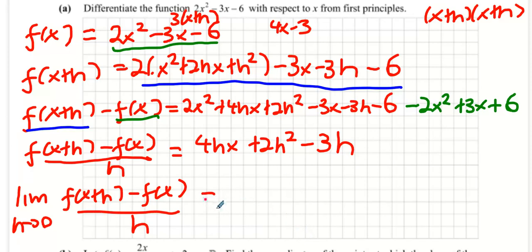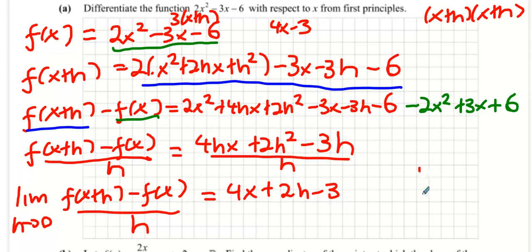Now, we're going to divide everything by h, and what's left over then? Oh, yeah, I have to put the h in the bottom here, don't I? So it's going to be 4x plus minus, and as h goes to 0, it's 4x minus 3. All good?